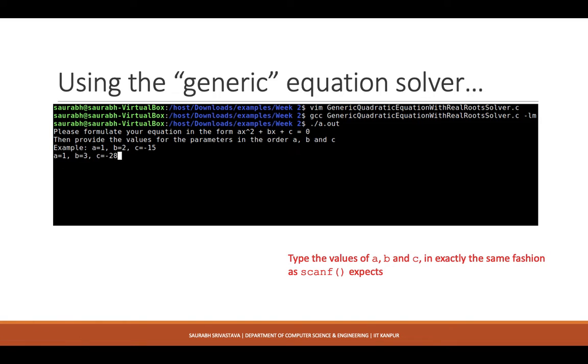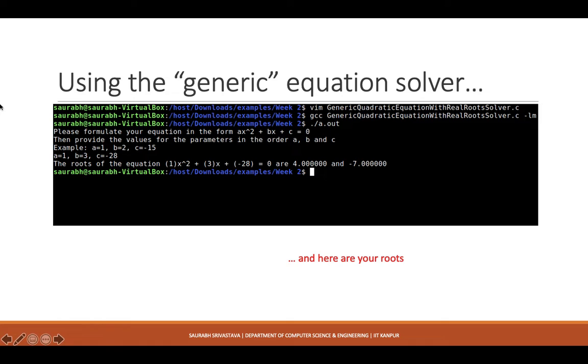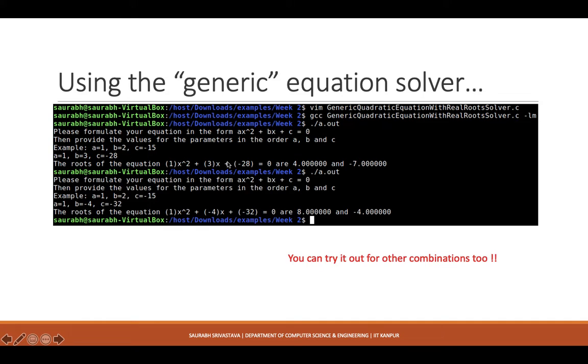So now when you type something like this, a equal to 1, b equal to 3, c equal to -28 and press enter, then you will get the output, right? And this is the output. These are the roots for this particular equation, right? And you can now do it for multiple equations, right?